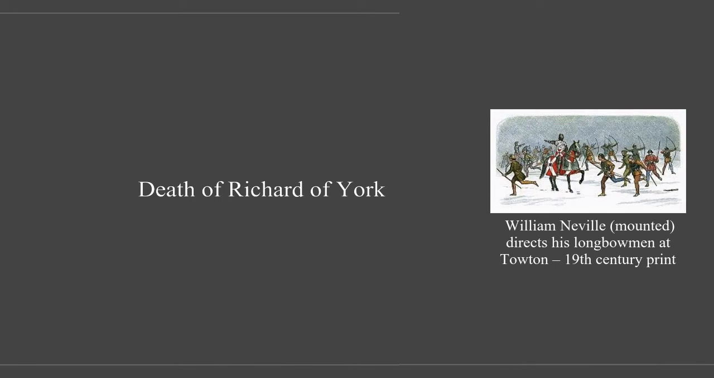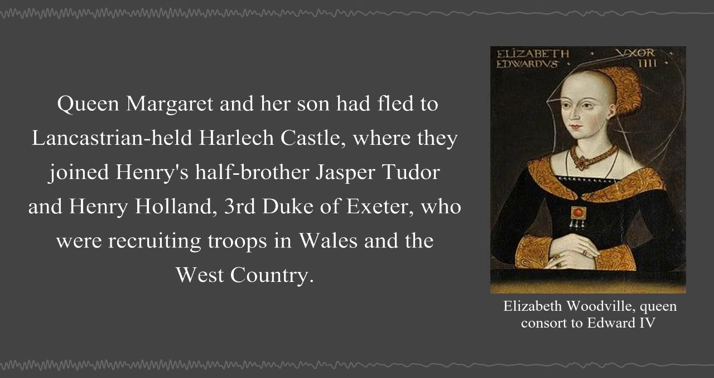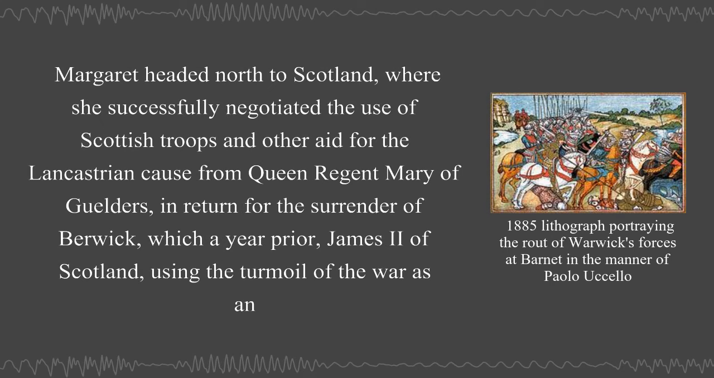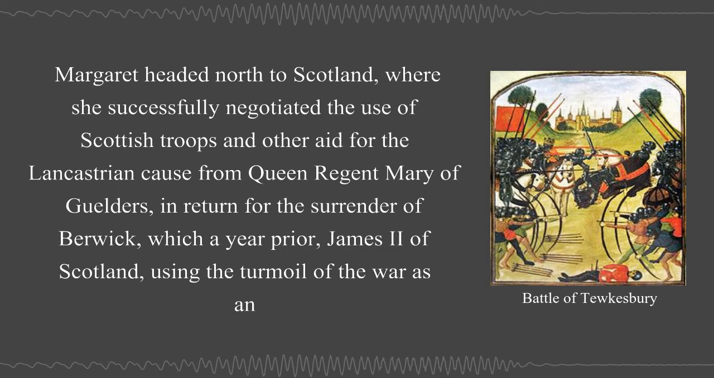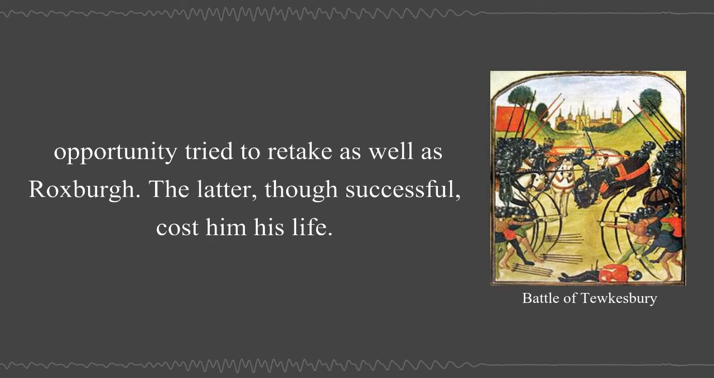Queen Margaret and her son had fled to Lancastrian-held Harlech Castle, where they joined Henry's half-brother Jasper Tudor and Henry Holland, 3rd Duke of Exeter, who were recruiting troops in Wales and the West Country. Margaret headed north to Scotland, where she successfully negotiated the use of Scottish troops and other aid for the Lancastrian cause from Queen Regent Mary of Guelders, in return for the surrender of Berwick, which a year prior, James II of Scotland, using the turmoil of the war as an opportunity, tried to retake, as well as Roxburgh. The latter, though successful, cost him his life.